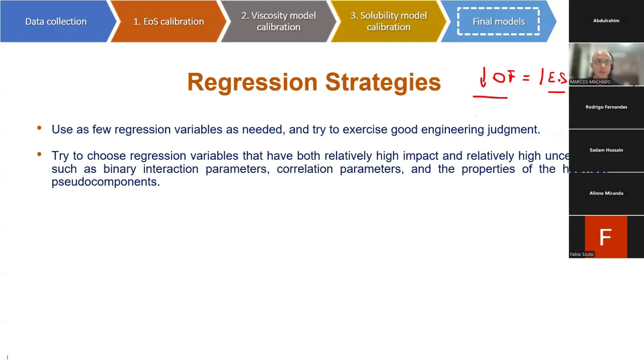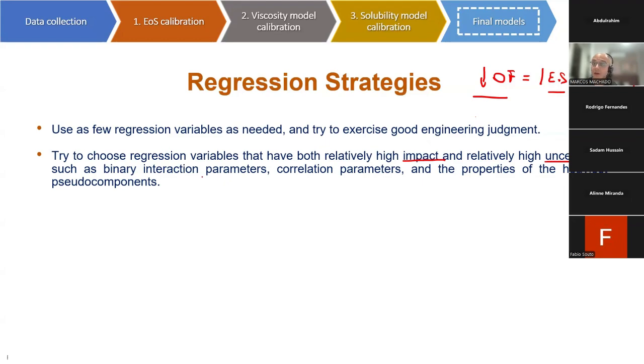Another point. Try to choose regression variables that combine high impact and high uncertainty. This is key for us. Some parameters are more uncertain than others. So you should pick these parameters to be tuned during this process. This process needs to combine a high level of uncertainty and highly impactful properties. So be challenged to do this. Some examples.